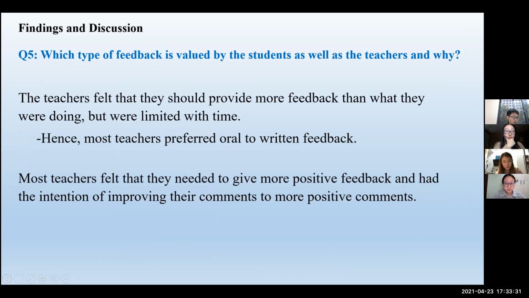So mainly from the analysis of the interview, the teachers felt that they should provide more feedback than what they were doing, but were constrained by time. So most teachers would prefer oral feedback to written feedback. Additionally, most teachers felt that they needed to give more positive feedback. In the interest of time, they were aware that they gave very little, if any, positive or encouraging comments on students' papers.